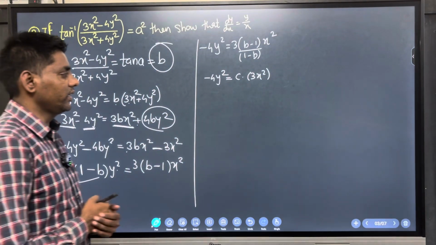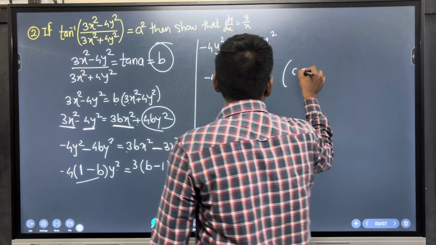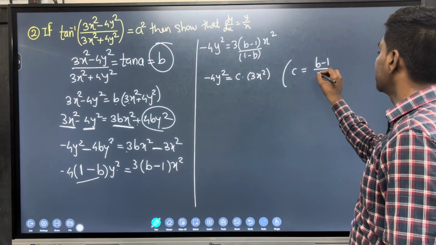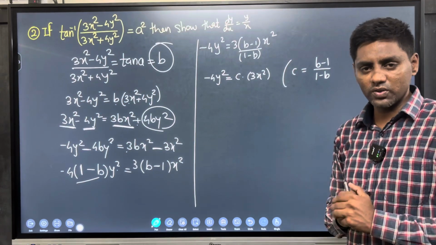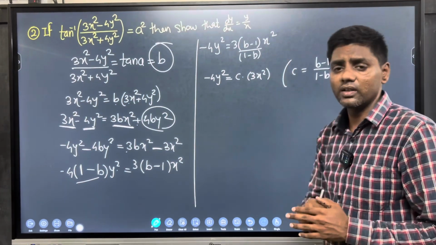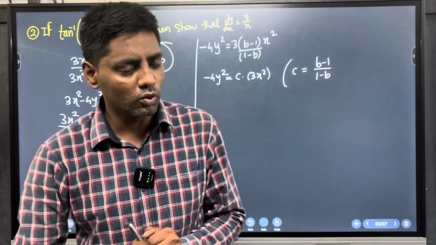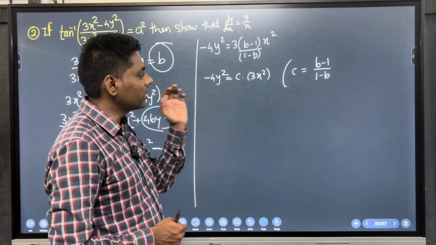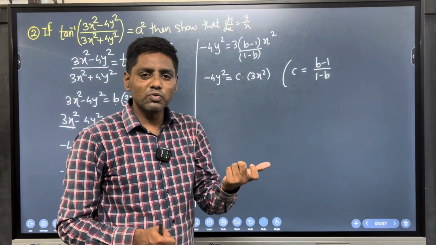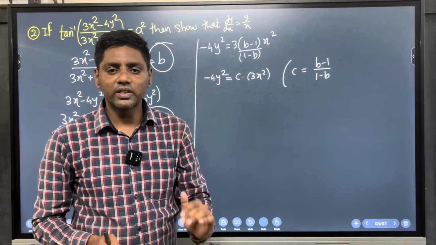So what is the value of c? Here we substitute the value of c is b minus 1 divided by 1 minus b. Simple, replace the bracket with another different constant. Why do we consider a constant here? You can take it as it is also, no problem. But again we have to write it repeatedly, so just for writing the very simple form, we consider the different constant.